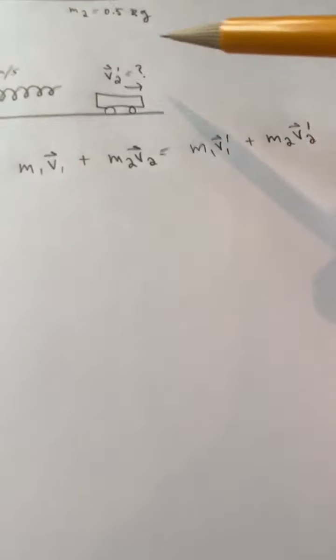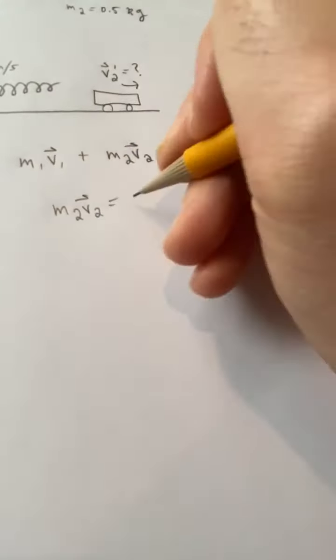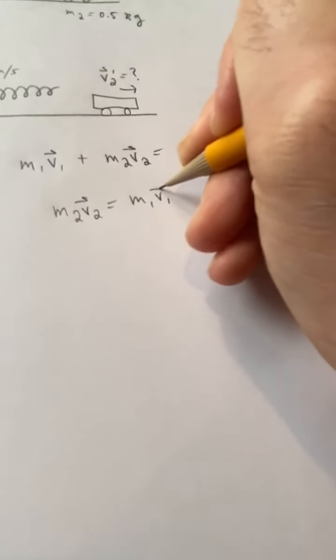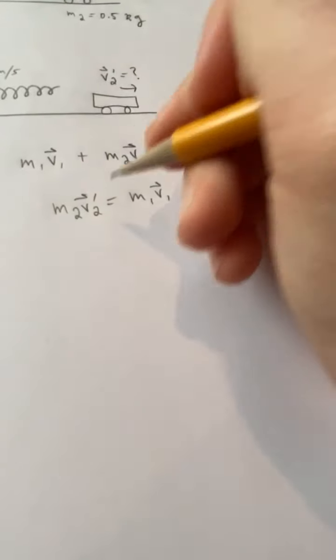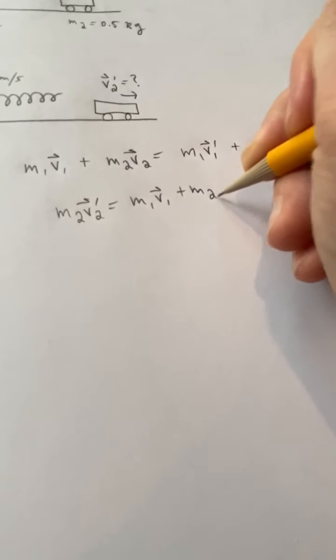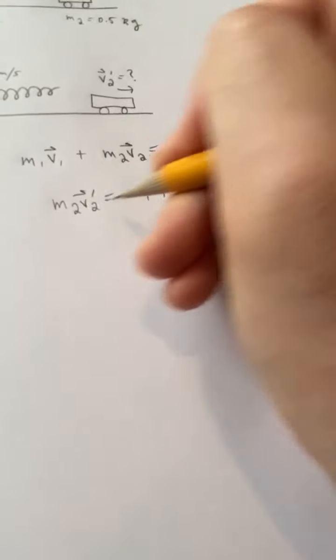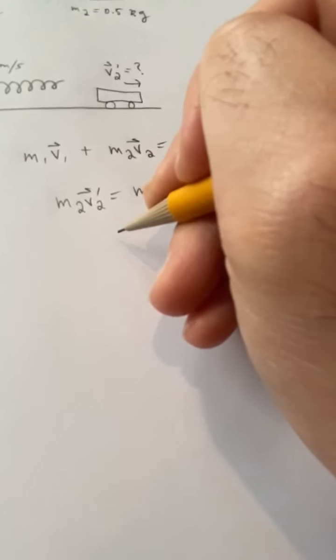We want to probably get v2 prime on one side of the equation, and then we want to get everything else on the other side. So we could write m2 v2 prime equals m1 v1 plus m2 v2 minus m1 v1 prime. And then we can just divide through by m2 to solve for v2 prime.